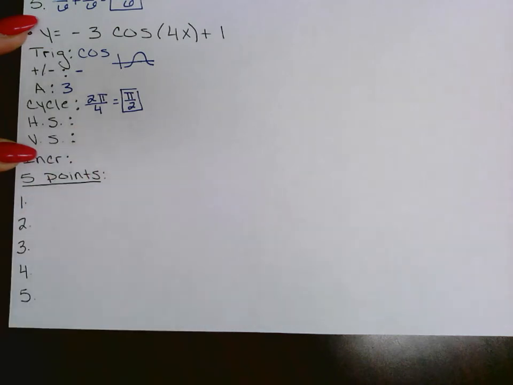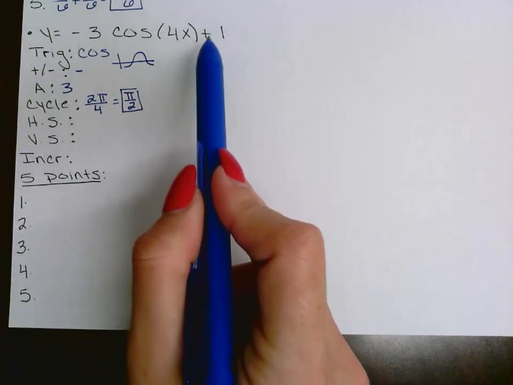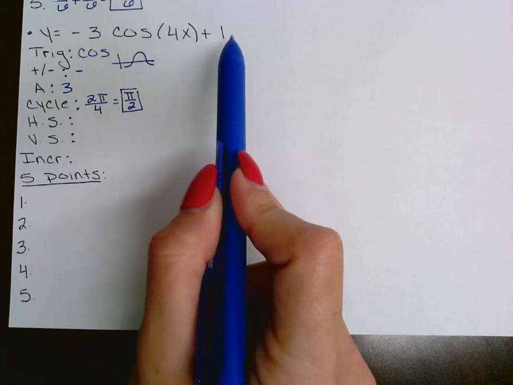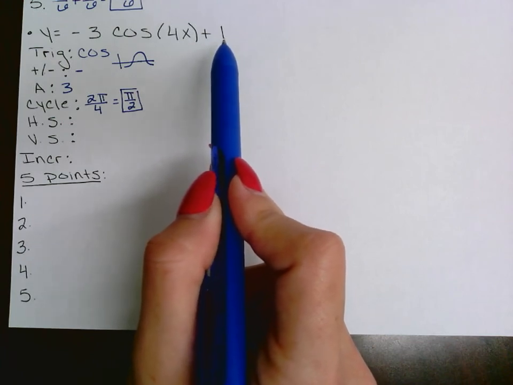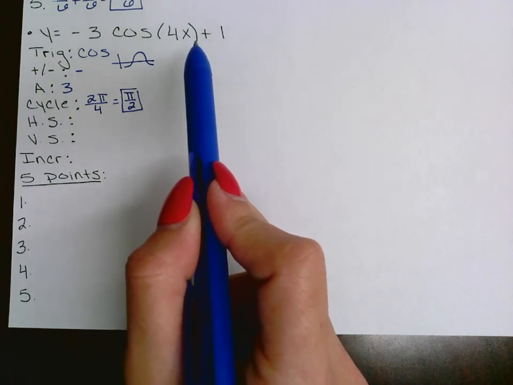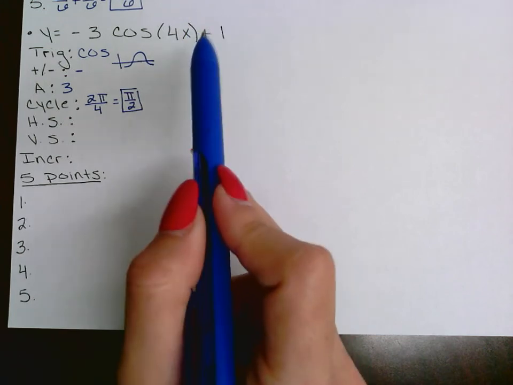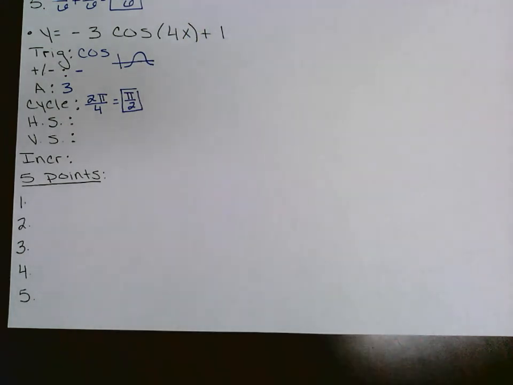Now, vertical and horizontal shift. Notice the way that the question is written. Because this +1 is outside of the parentheses, it is your D. It is part of your vertical and not horizontal shift. So I do not have a C. Okay? Even if I drop these parentheses, the fact that that 1 is not inside of a parentheses means that it is not your C.